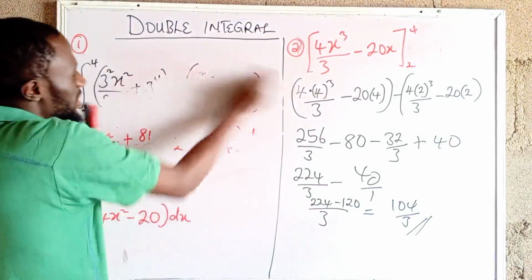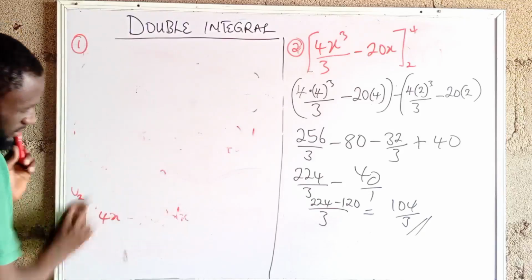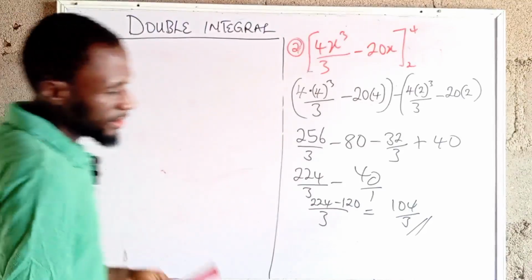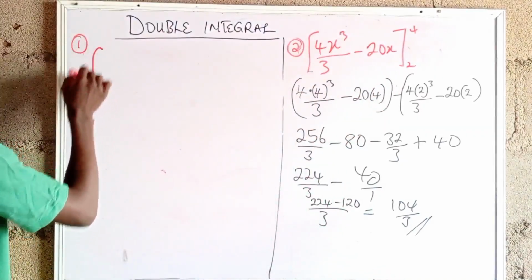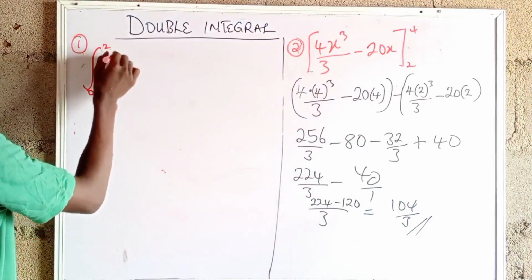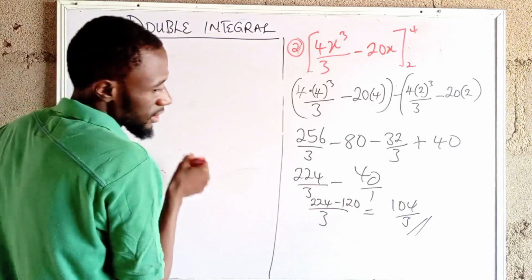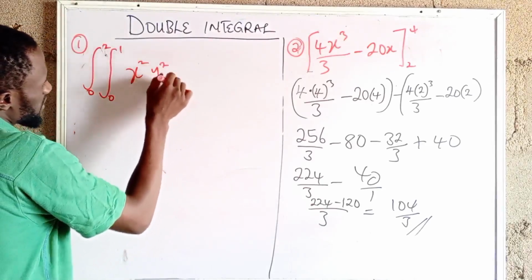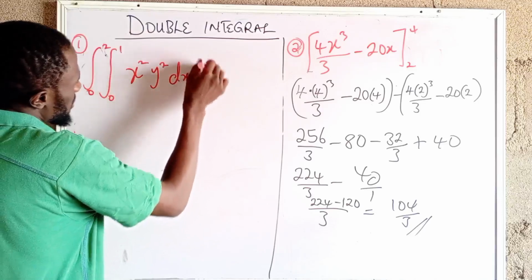Then we're supposed to solve the next example here. The next example says we are going to take the simple question here. The next example says we have the limits from 0 to 2, that is the limit from 0 to 1 of x square y square, that is dx dy.